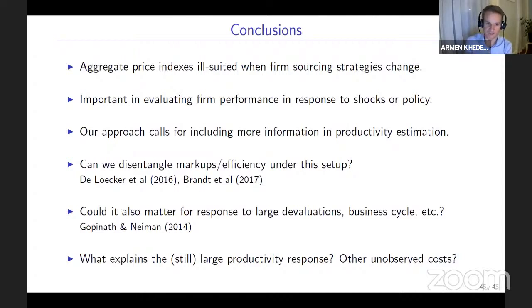We also think that this control approach should be taken seriously on other occasions, such as when there are large devaluations. It's been reported that productivity tends to go down importantly. Over the business cycle, we're currently seeing that inventory levels are rising importantly in response to the COVID shock, and we want to know how firms' performance is affected by those things. So we need to take these things into account. Okay, so let me finish on this note. Thank you so much for your time and attention and questions.